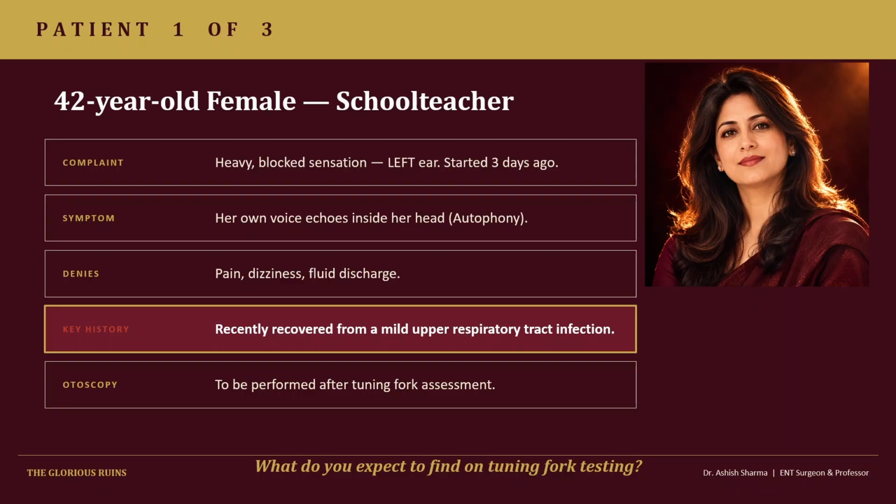Now, this is patient number 1, a 42 years old school teacher. She walks into my OPD. She teaches class 8 mathematics, which already tells you she has the patience of a saint and the vocal projection of a foghorn. Her complaint: left ear feels heavy and blocked. This started 3 days back. Her own voice echoes strangely inside her head, a sensation called autophony. No pain, no discharge, no dizziness.